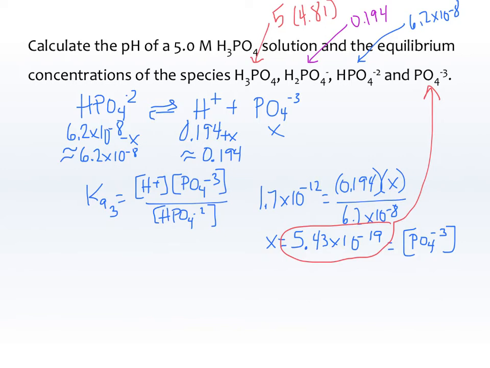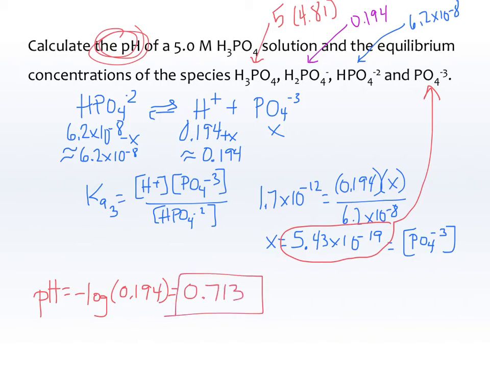The other question that's asking is calculate the pH. So pH has to do with the H plus. pH is equal to negative log of the H plus, 0.194. And that's going to be 0.713. And there you go. And that's your polyprotic acid problem with phosphoric acid.